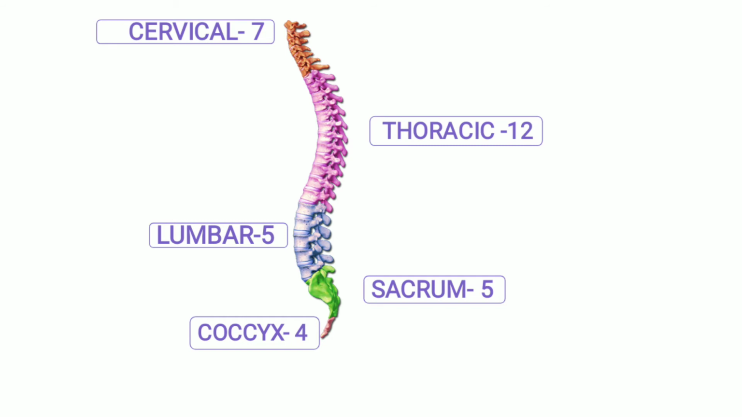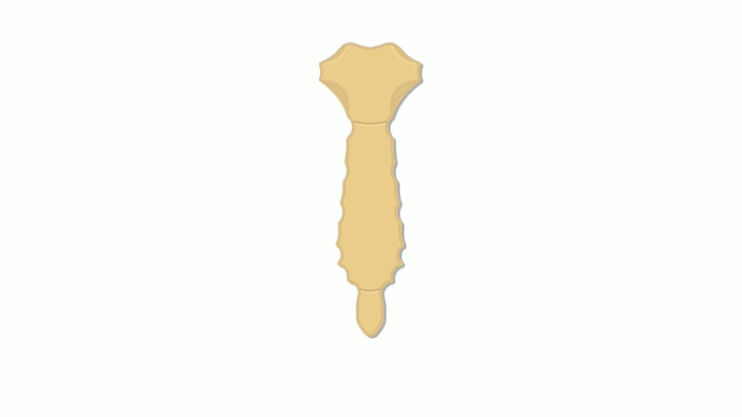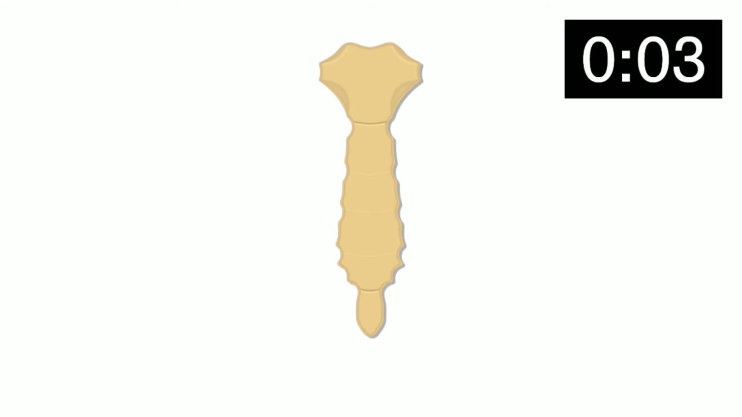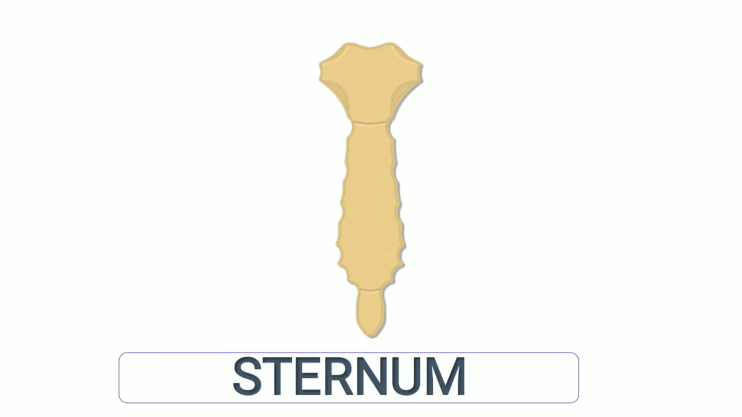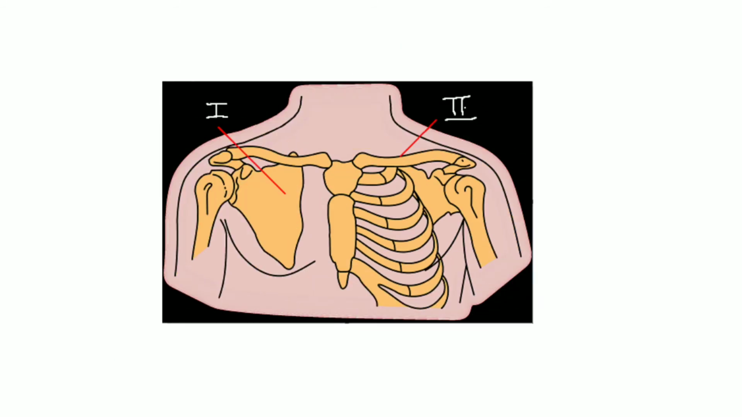Okay, now the next one. This is comparatively easier, students. You can think what is it? Yes, amongst the easiest bones to identify. So this is your sternum, right? So this is the image of a sternum. Okay, now the next one.